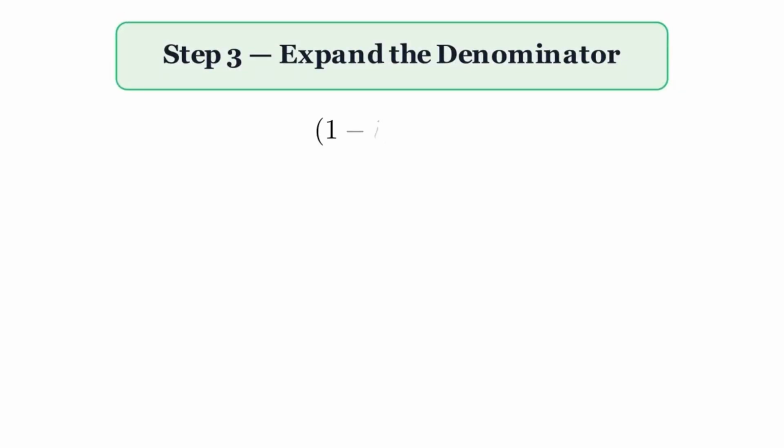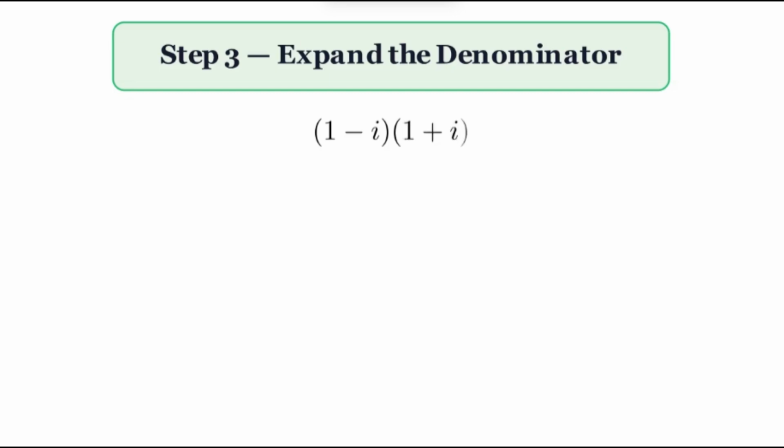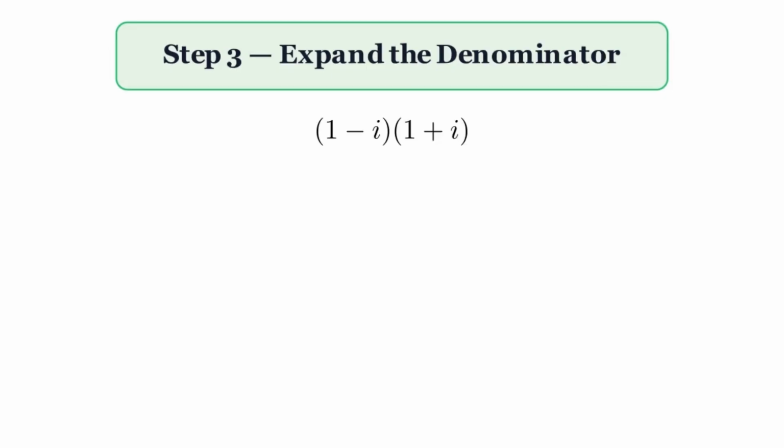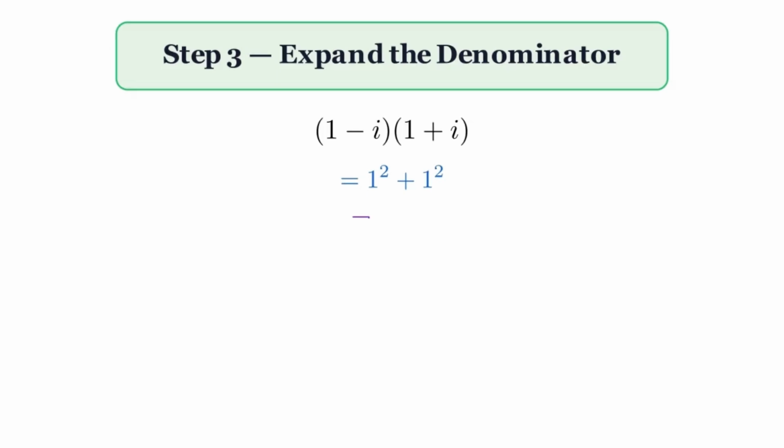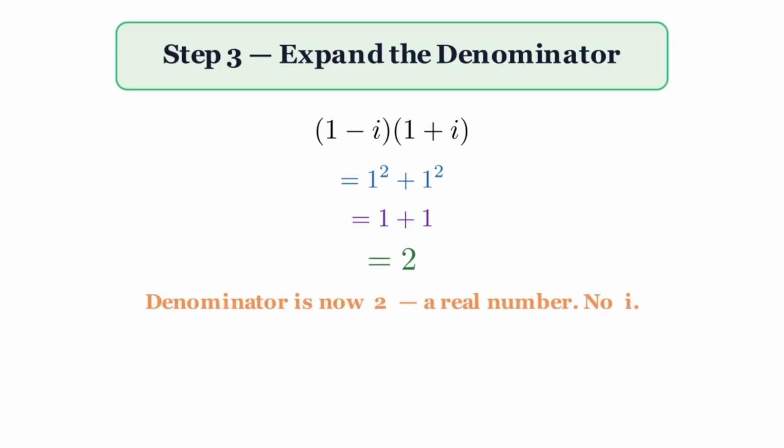Step 3. Expand the denominator: (1 minus i)(1 plus i) equals 1 squared plus 1 squared, equals 1 plus 1, equals 2. The denominator is now 2, a real number, no i.